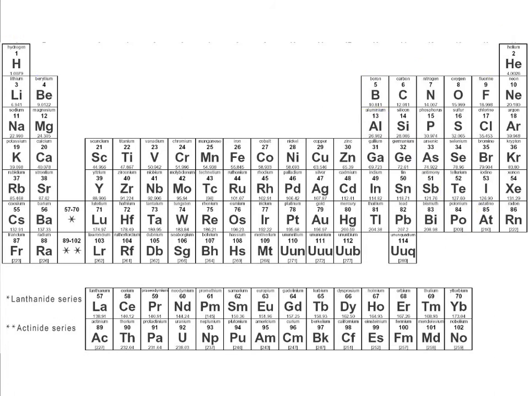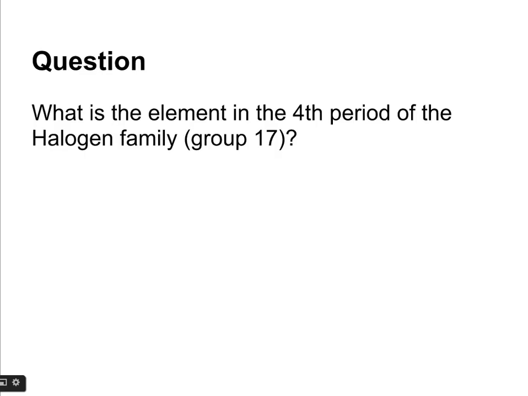There's a pattern to help us remember the number of valence electrons that atoms have, and it's real similar to that charge pattern. Everything in group 1 is 1 valence electron. Group 2, 2 valence electrons. Again, we're going to skip the transition metals, but we're going to come over here to the boron group again. These all have 3 valence electrons, 4, 5, 6, 7, and 8. We say that 8 valence electrons is a full valence shell. That's sometimes called the octet rule. Your question for this section: what is the element in the 4th period of the halogen family, group 17?